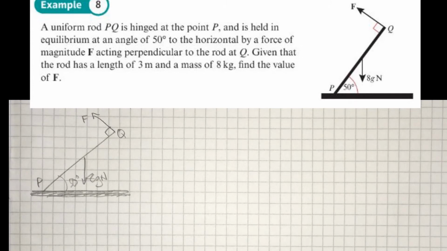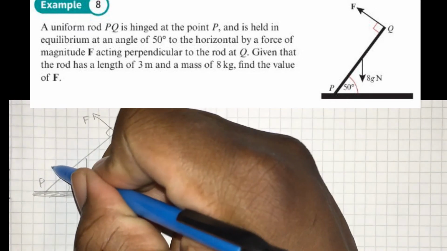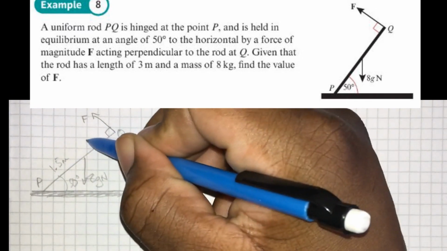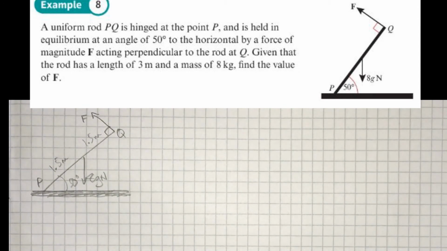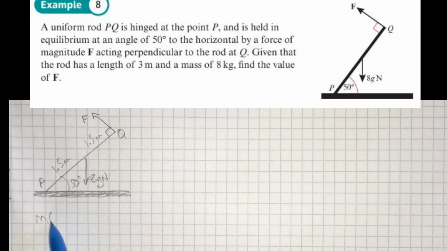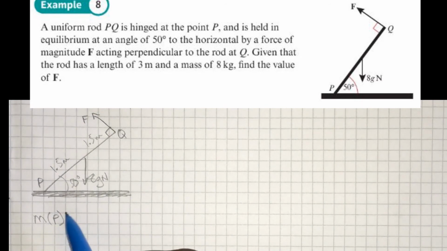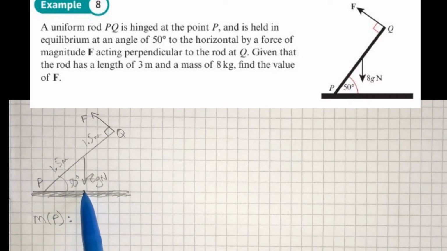And for our third example, we'll look at a situation where the beam or the rod is not horizontal. So we've been told that a uniform rod is hinged at the point P, held in equilibrium, there's an angle of 50 degrees and a force of F acting perpendicular to the rod. So I can just add some lengths to the diagram, and really here I'm just going to solve with moments. The only unknown involved is that force. So let's take some moments as we're used to.